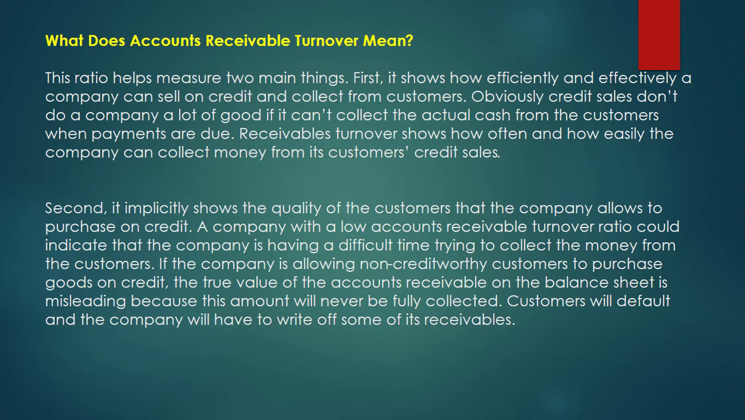Second, it implicitly shows the quality of the customers that the company allows to purchase on credit. A company with a low accounts receivable turnover ratio could indicate that the company is having a difficult time trying to collect the money from the customers. If the company is allowing non-credit worthy customers to purchase goods on credit, the true value of the accounts receivable on the balance sheet is misleading because this amount will never be fully collected. Customers will default and the company will have to write off some of its receivables.